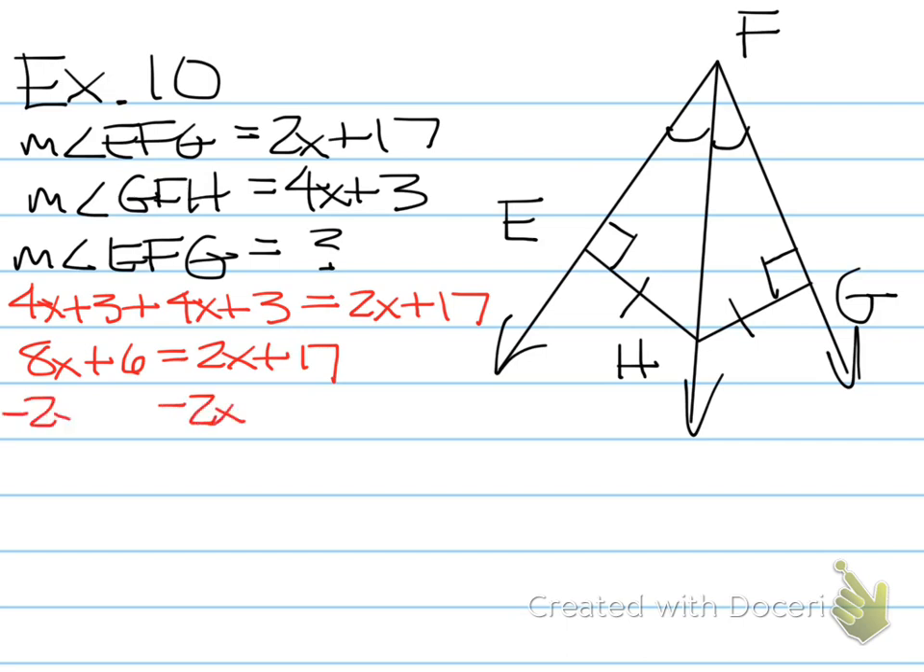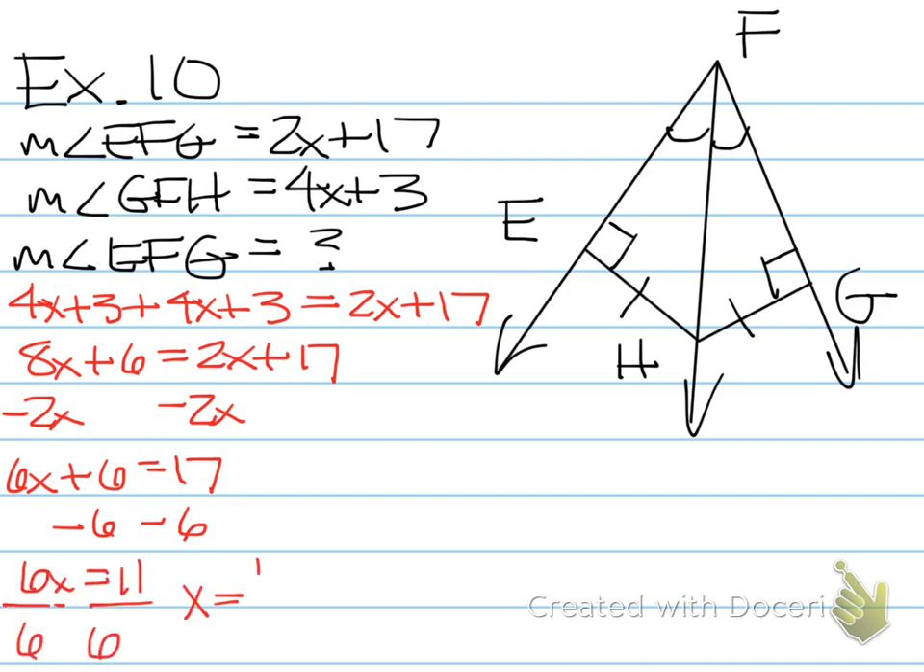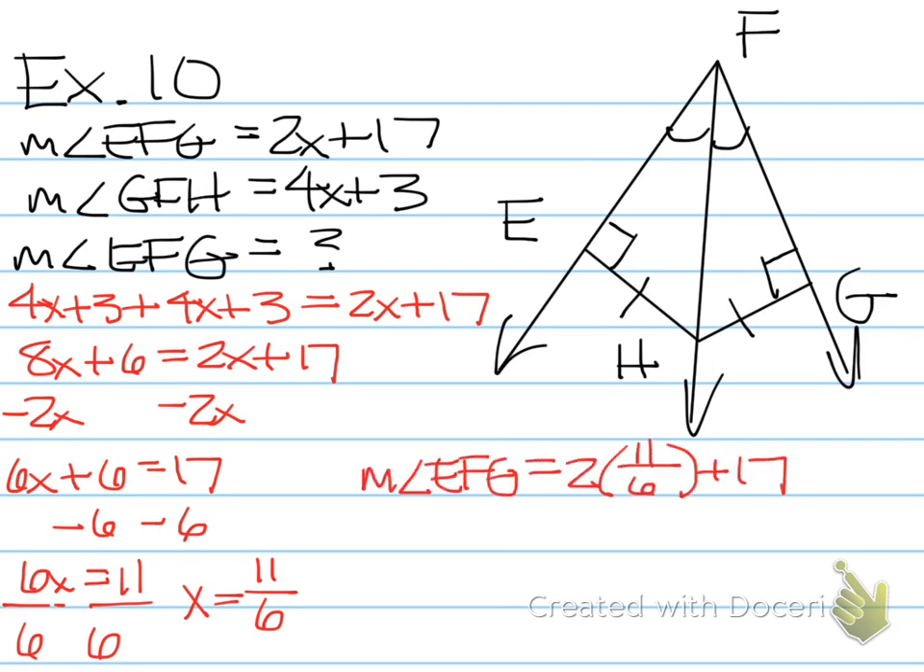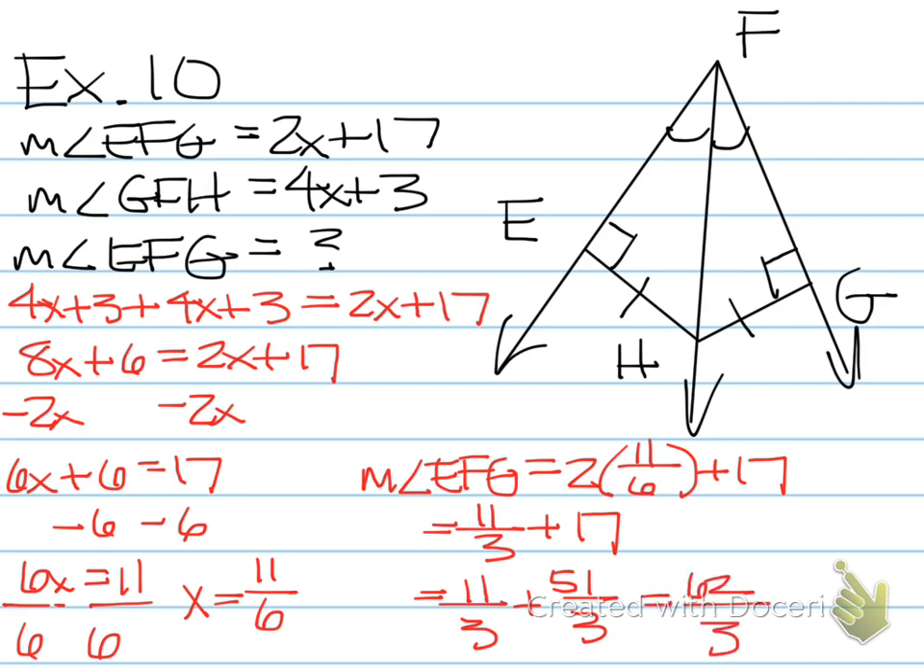Subtract 2x from both sides. And we get 6x plus 6. Subtract 6 from both sides. And we get x equals 11 over 6. Plug that in for x into the expression for EFG. And we get for that angle measure 11 over 3 plus 51 over 3, or 62 over 3.